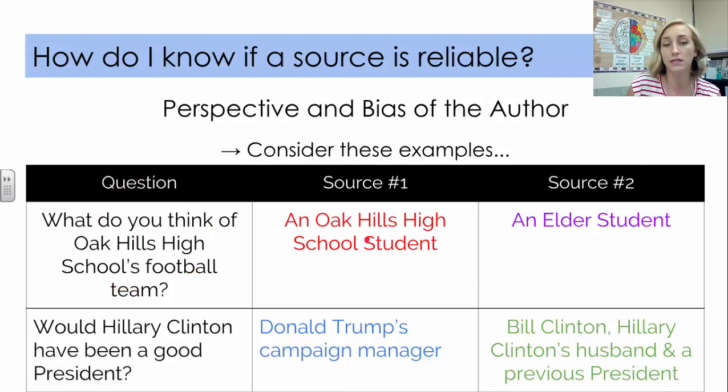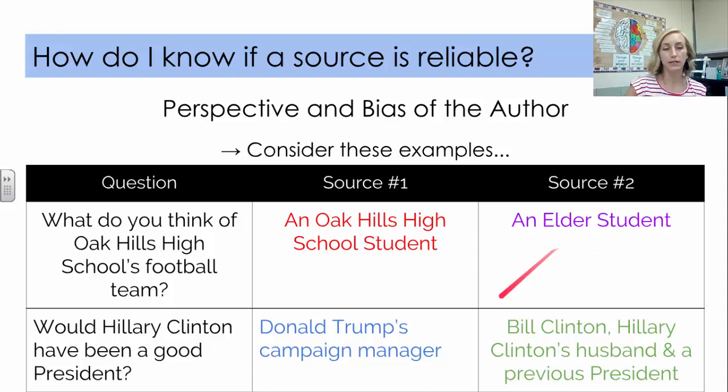Well, source 1 is an Oak Hills High School student. Source 2 is an Elder student. Thinking of their perspective and bias, is one going to be better than the other? Probably, but in both of these cases, an Oak Hills or an Elder student are going to have a bias towards Oak Hills High School football.